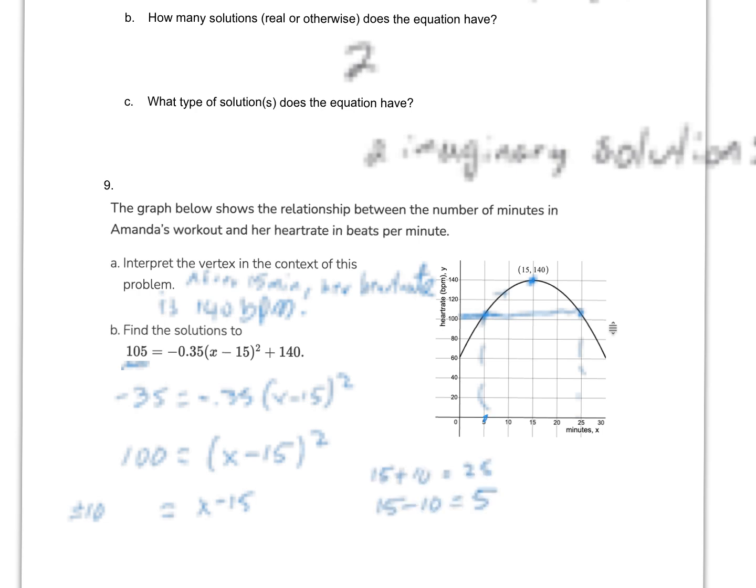So it's either 5 minutes, which is right here, or 25 minutes, where we reach 105. So my estimate was pretty spot on accurate, but it's either 25 minutes or 5 minutes where the heart rate is 105 BPM.